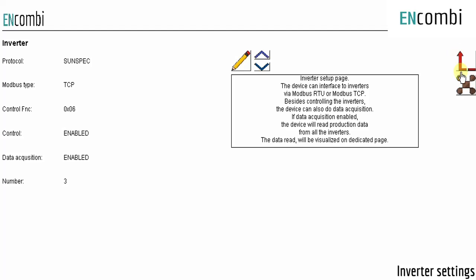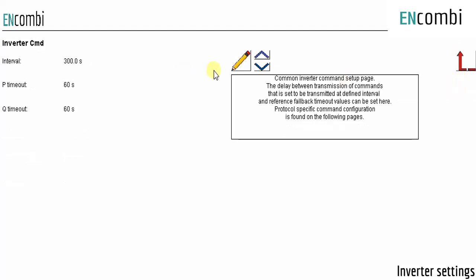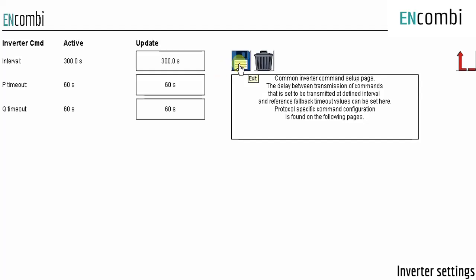On the inverter setting menu, you can see the advanced setting option on the right side. If you click on the setting option, you will be led to the first advanced inverter setting, which is the common inverter command setup. Here the delay between transmissions can be set, which determines the transmission interval period between each transmission. Furthermore, the fallback timeouts for reverting to a predefined production level in case of loss of communication can be set up. These settings may not need to be edited often, therefore you can leave them as default.